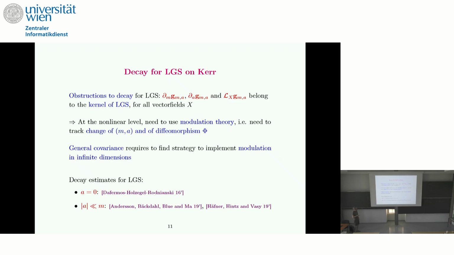Okay, and let me finally close the chapter on the linearized system. It was found to be stable in the a=0 case on Schwarzschild by Dafermos, Rodnianski, and then later independently extended to the small angular momentum case by Andersson, Bäckdahl, Blue, and by Häfner, Hintz, and Vasy. And again, the work of Häfner, Hintz, and Vasy builds on the earlier work of Hintz and Vasy that I will mention now, which is of a very different type. It's using spectral methods. Okay, so this finishes what I wanted to say on the history of the linearized system.